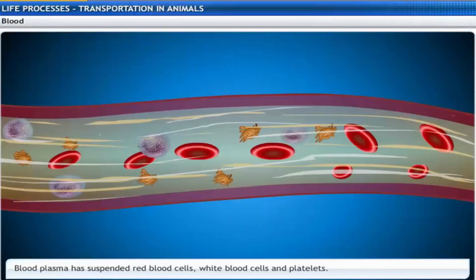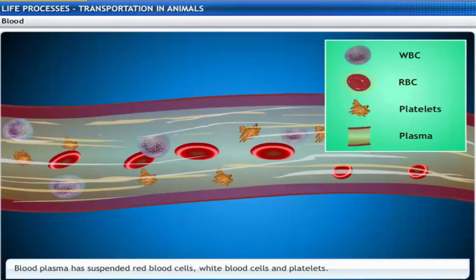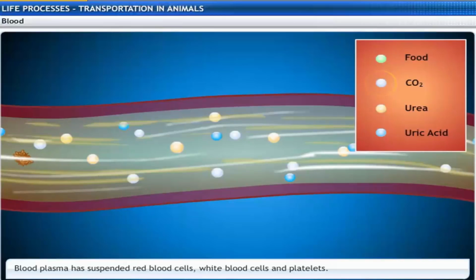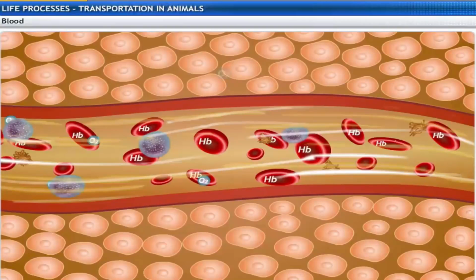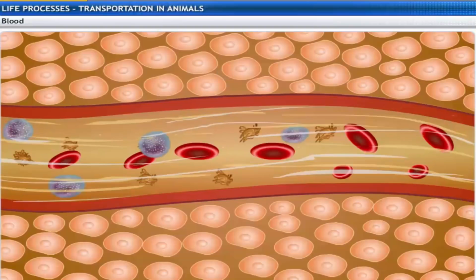Blood is a fluid connective tissue that consists of a fluid medium called plasma, in which red blood cells, white blood cells, and platelets are suspended. Plasma transports food, carbon dioxide, and nitrogenous wastes in dissolved form throughout the body. Oxygen is delivered to the tissues by a pigment called hemoglobin that is present in red blood cells.